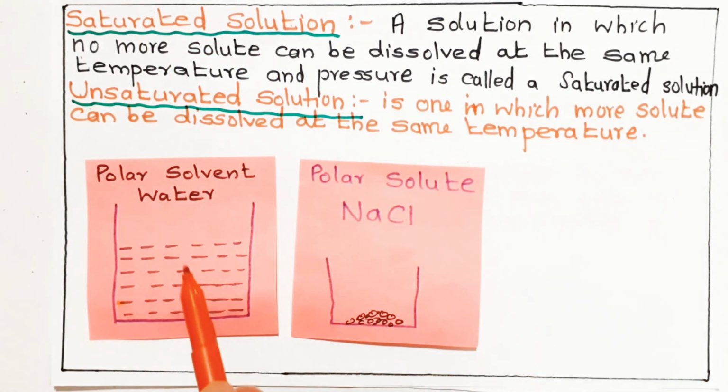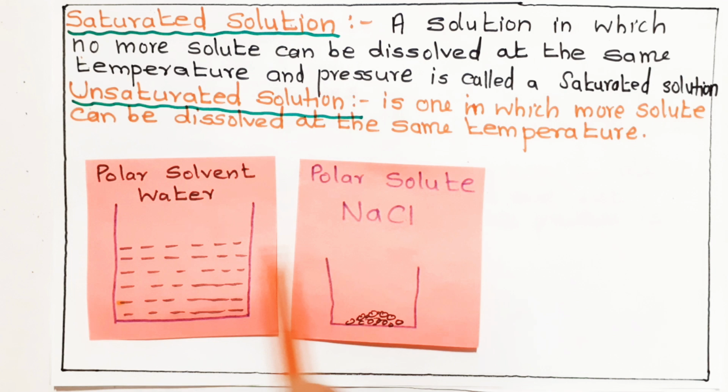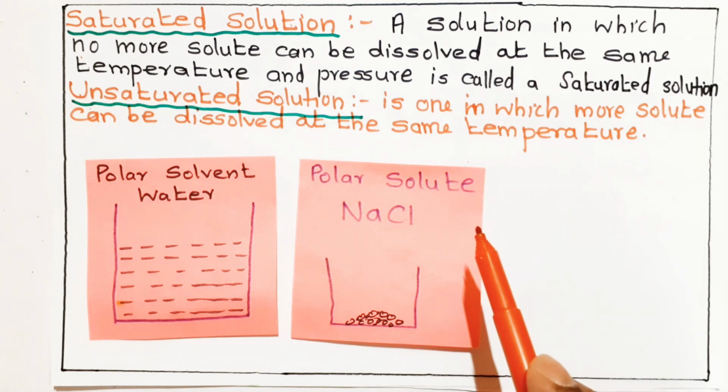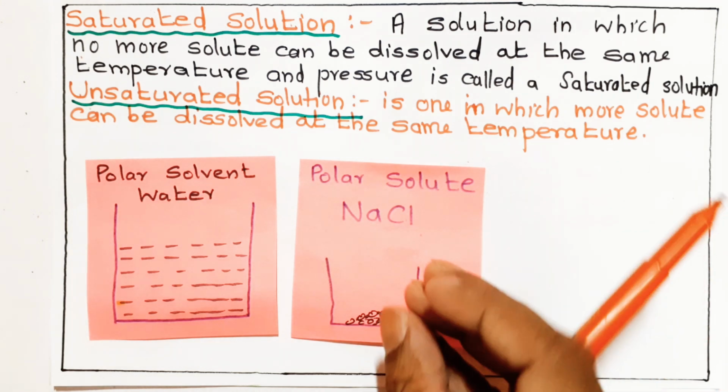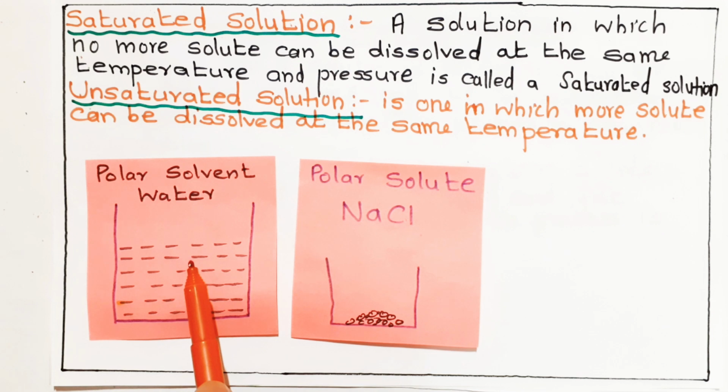I have taken water as my solvent, and you know this water can dissolve this much quantity of sodium chloride. If I add more than this, the water cannot dissolve more sodium chloride. That means this much water can dissolve only this much quantity of sodium chloride. So from this sodium chloride, I will take some part and add it into this water. Then I will stir this. Yes, sodium chloride will get dissolved into this water.